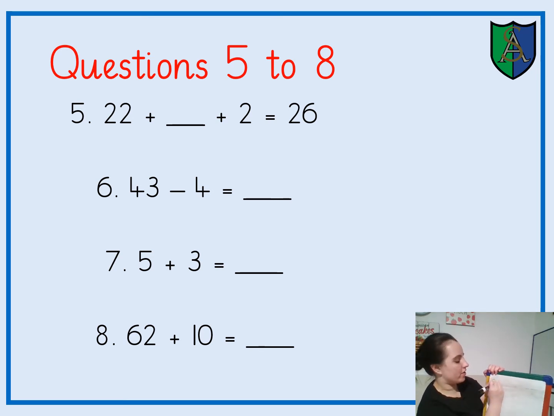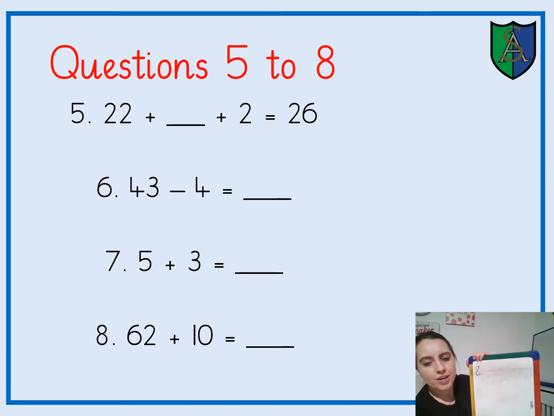And finally, we're on to question number 8 on this slide, which is 62 add 10. Remember, again, we can use our triangle method. We've got 60 add 10, which is 70. And we've got 2 add 0 because 10 doesn't have any in the ones. So what is 2 add 0? Well, it's 2, isn't it? So the answer is 72. Brilliant, 72. Fabulous.